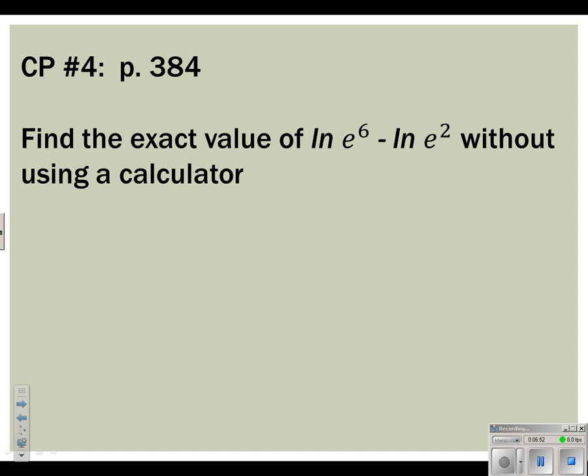Checkpoint number 4. Find the exact value of natural log e to the 6th minus ln e squared. All right, so again, remembering our properties, if we have a power, that power can be brought out front. So I'm going to rewrite ln of e to the 6th as 6 ln of e. And I'm going to do the same thing for the second one here. That would be rewritten as 2 ln of e. Now, in your chapter, it tells you what the natural log of e is equal to. ln e, natural log of e, is 1.